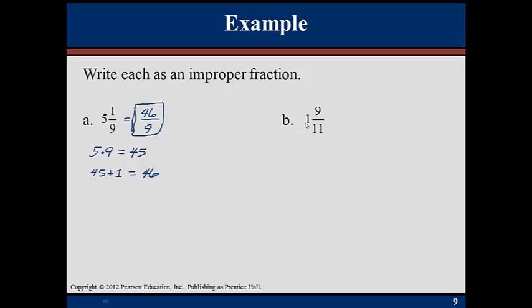Let's do the same for this one. It says 1 and 9/11ths. So we're going to take the whole number, which is 1, multiply it by 11, which is just 11. And then we're going to take that answer and add the 9, which is 20. This has become the new numerator, so we have 20 over 11, and the improper fraction is 20 over 11.